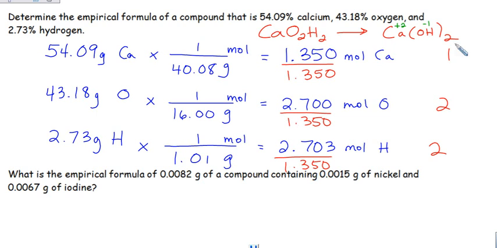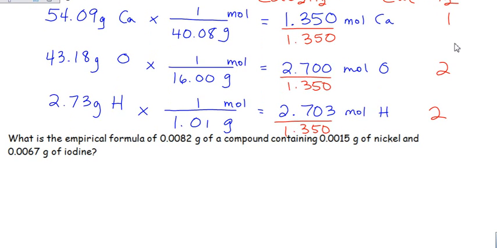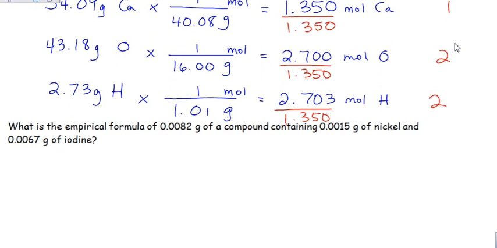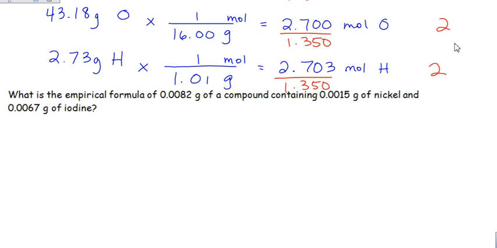Now we want the empirical formula of a 0.0082 gram compound containing 0.0015 grams of nickel and 0.0067 grams of iodine. Awesome. Now, the one in your study guide may be written a little bit differently. And this is very similar to what we're going to do in the lab in a little bit.